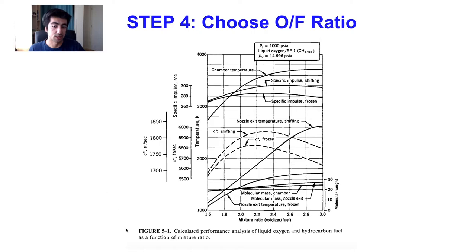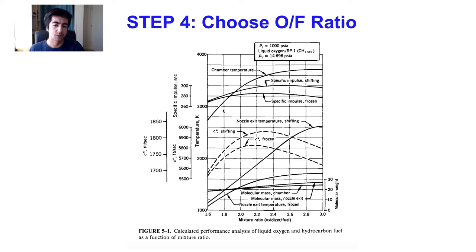You can see here a plot that comes out of a book called Rocket Propulsion Elements by George Sutton. This is a really good book. Definitely recommend it. Lots of nice plots like this. Here you can see they've plotted various things for different mixture ratios, OF ratios, including the chamber temperature on this curve right here, and the specific impulse, or the efficiency, right under here.